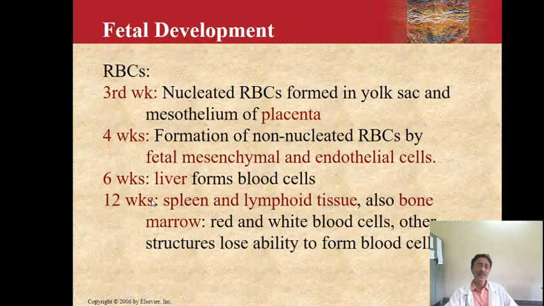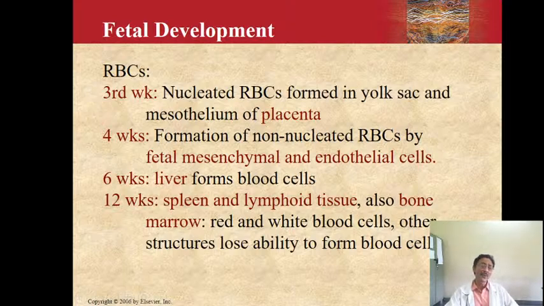By 12 weeks, somewhere around the 3rd month, in addition to the liver, the spleen and the lymphoid tissue begin producing the RBCs. In addition to this, the bone marrow of all the bones also starts producing RBCs. The red and white blood cells and other cell structures lose the ability to form blood cells.